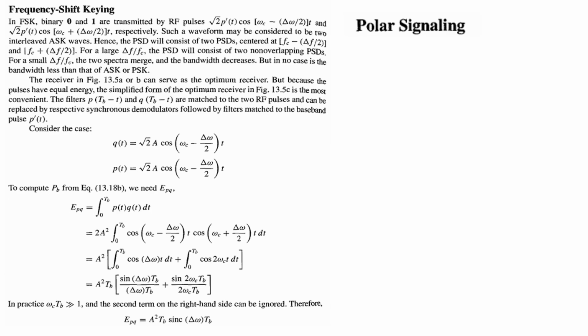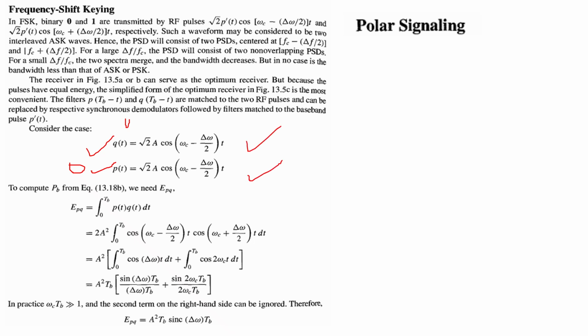So now let's see the general probability of error. First we will look into the general probability of error, then we will look at the special cases like BPSK and all those. So here FSK is the general one, and we are talking about polar signaling. So FSK, frequency shift keying, bits 0 and 1 are transmitted by RF, having frequencies like f1 and so on. You can check it here. This is suppose q(t) and p(t). So q(t) is for bit 1, and p(t) is for bit 0. So we are transmitting two different bits.